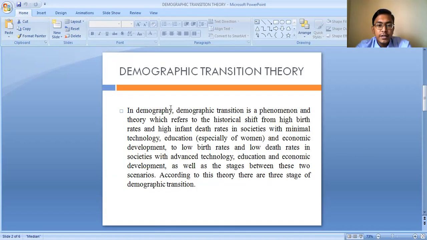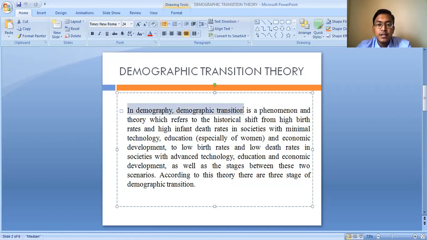In demography, or in population studies, demographic transition is a phenomenon and theory which refers to the historical shift from high birth rate and high infant death rate in societies with minimal technology, education, and economic development to low birth rate and low death rate in societies with advanced technology, education, and economic development, as well as the stages between these two scenarios.